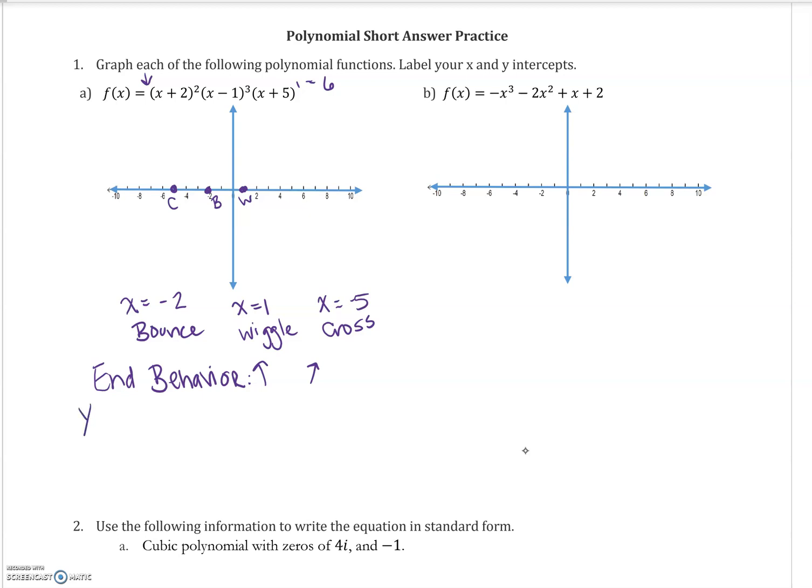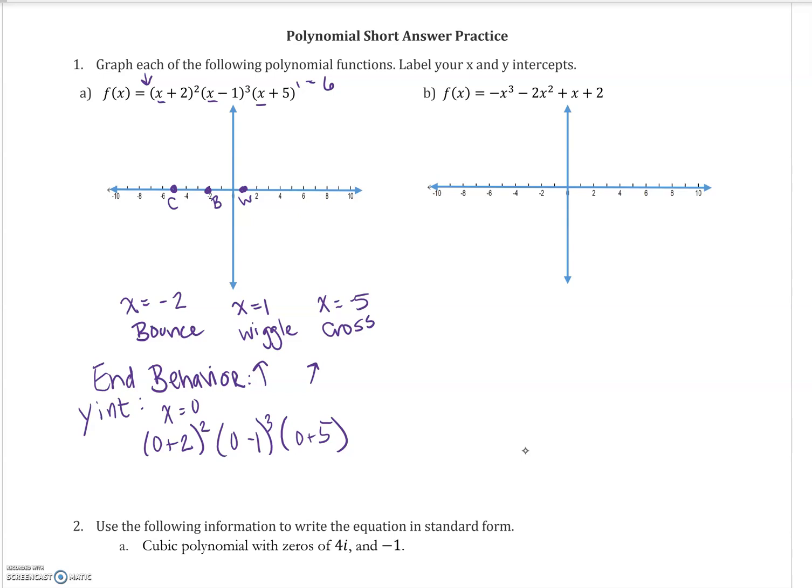Then lastly, I want to figure out my y-intercept. And I know I have a y-intercept when x equals 0. So if I plug in the number 0 for x in my polynomial function, I can do some evaluating to see what the y-intercept actually is. Okay, so notice that all of these x's are being substituted with the value 0. So now I just need to evaluate.